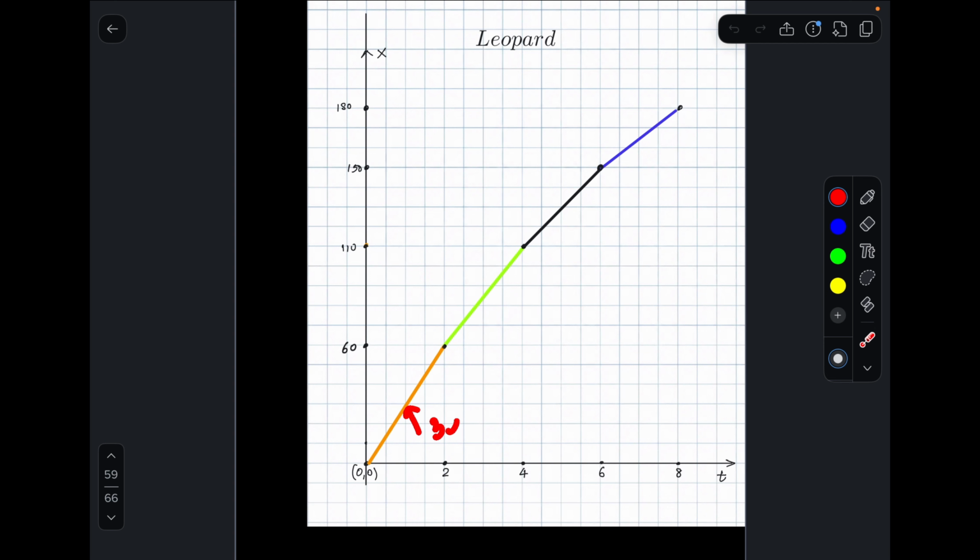Initially, the slope was 30, then it's 25. So in the next 2 seconds, the rise will be 50. From 60 with an increase of 50, it will reach x equal to 110. Then its velocity becomes 20. The slope becomes 20. So for a time interval of 2 seconds, the slope will take the leopard to an increase in x equal to 20 into 2, that is 40. So 110 plus 40 becomes 150, and so on. So this is how the leopard is moving. This is the x-t graph of the leopard.